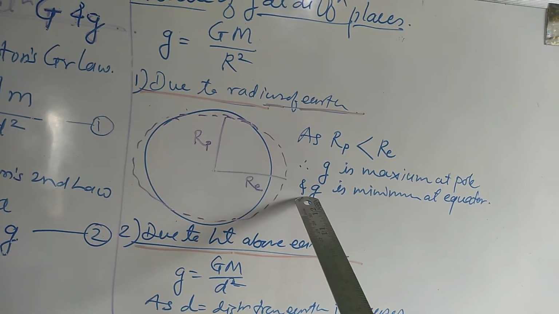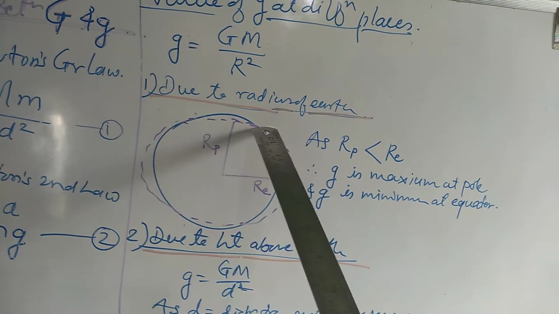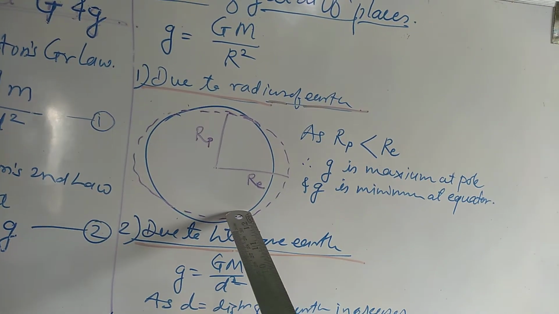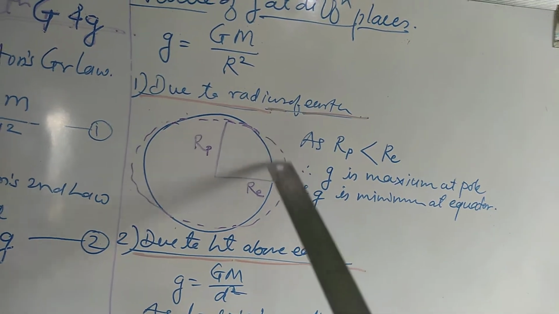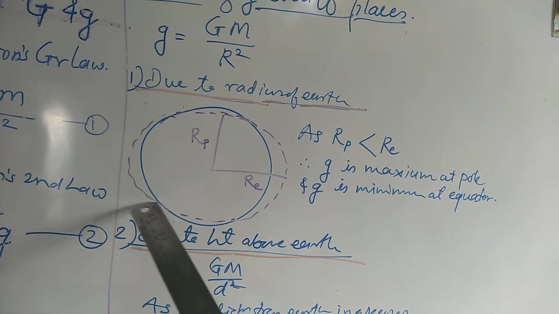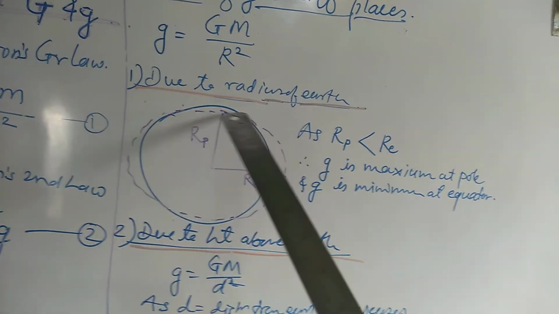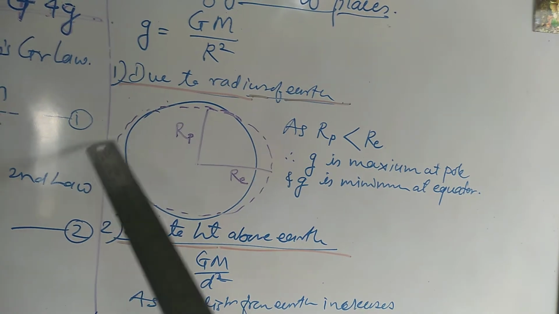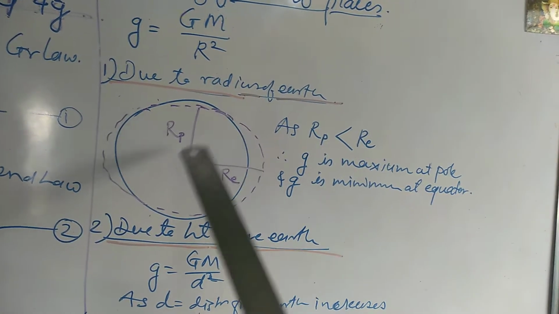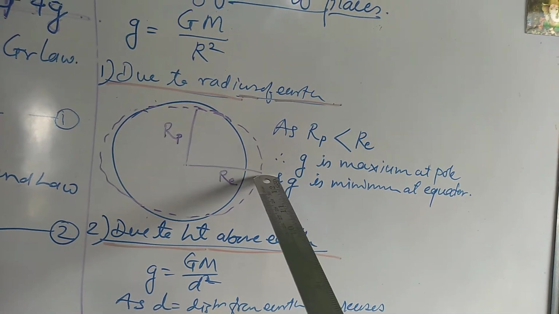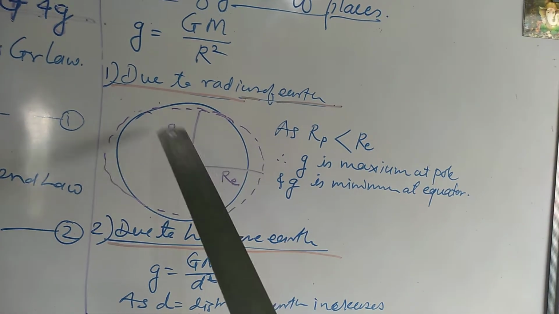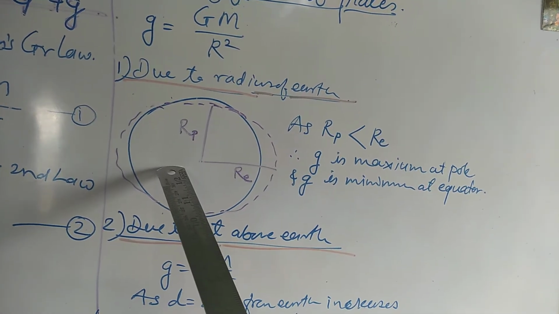Its radius is different at different places. Why is it different? Because it is flattened at the poles and it bulges out at the equator. As you can see, it is drawn by the dotted line. Now you can see the radius at the equator is greater than the radius at the pole.